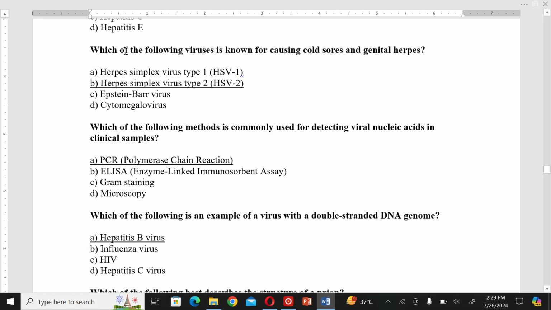The next MCQ is: which of the following viruses is known for causing cold sores and genital herpes? A. Herpes simplex virus type 1, B. Herpes simplex virus type 2, C. Epstein-Barr virus, and D. cytomegalovirus. So the correct option is B.